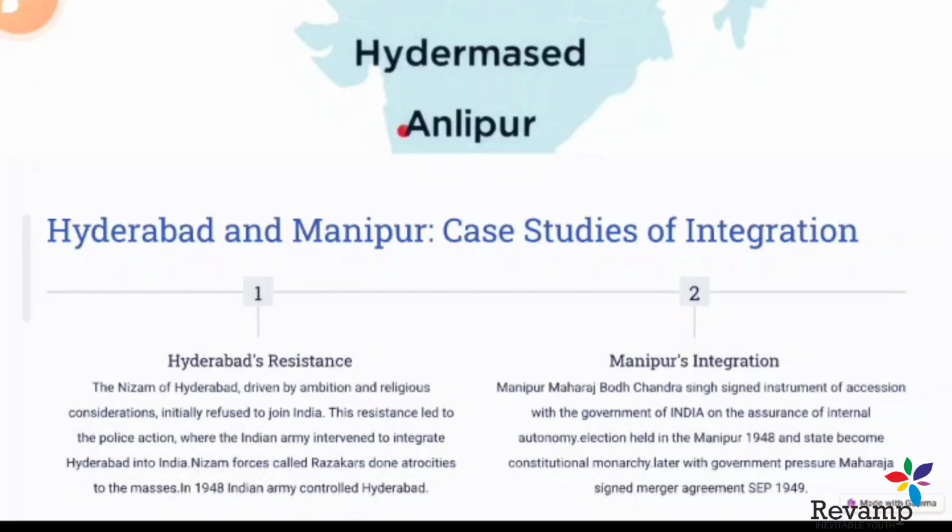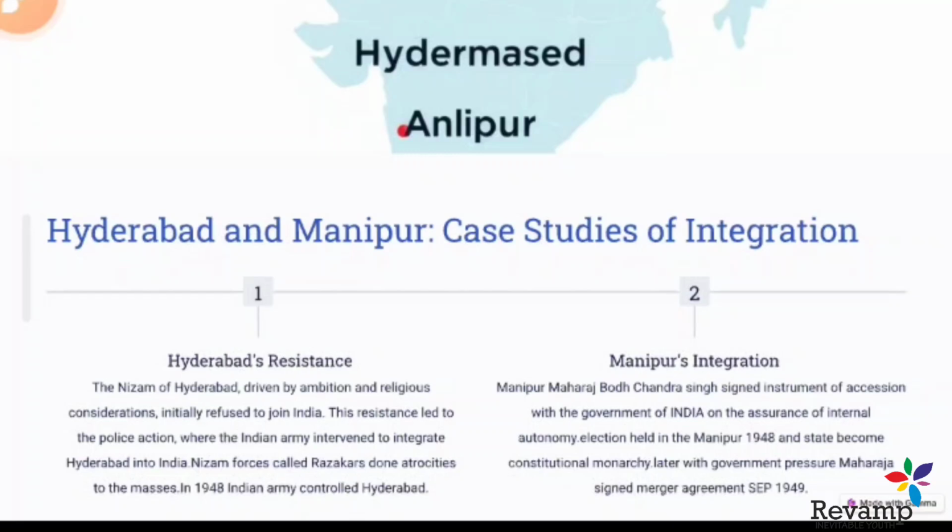The second interesting issue is the Manipur integration. How was Manipur integrated? Manipur was ruled by a ruler called Bodh Chandra Singh. Bodh Chandra Singh signed an instrument of accession with the government of India on the basis that internal autonomy would be granted to the Maharaja. So he agreed to it at that time.